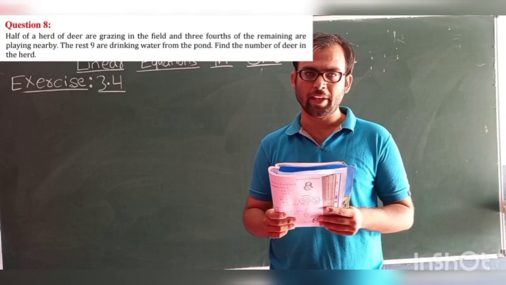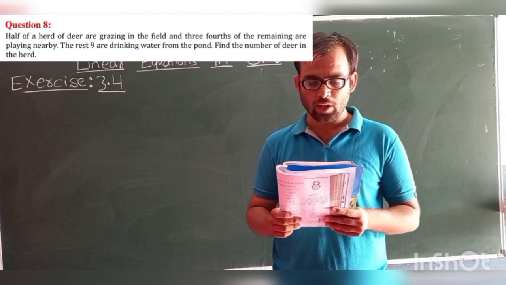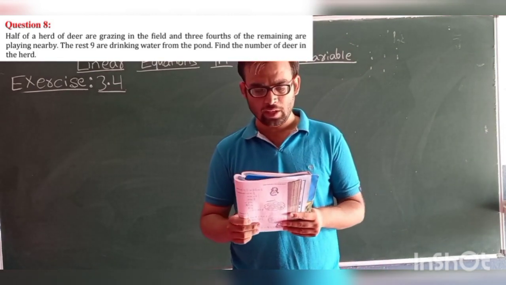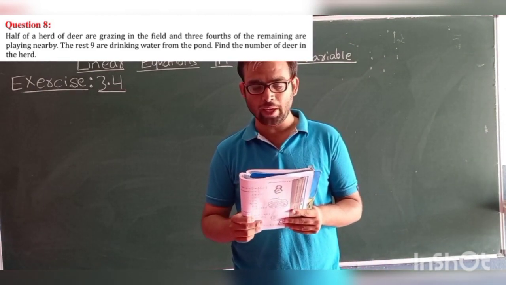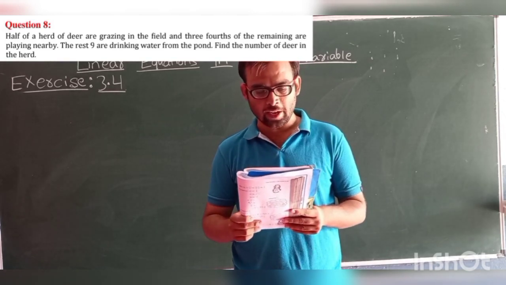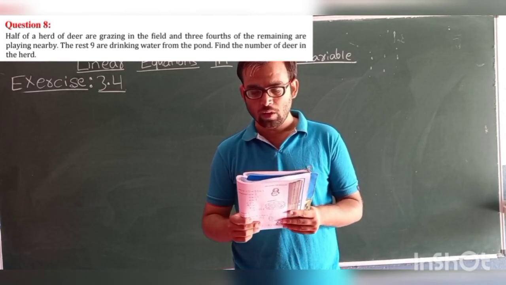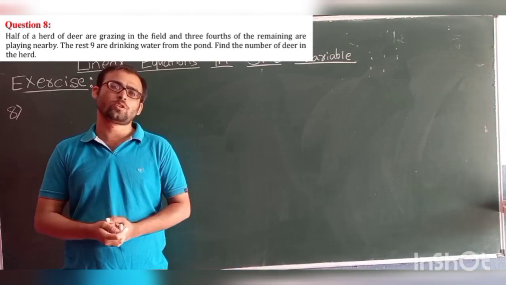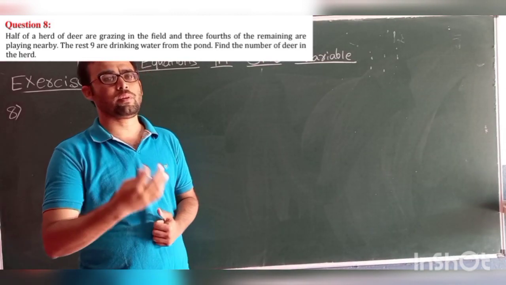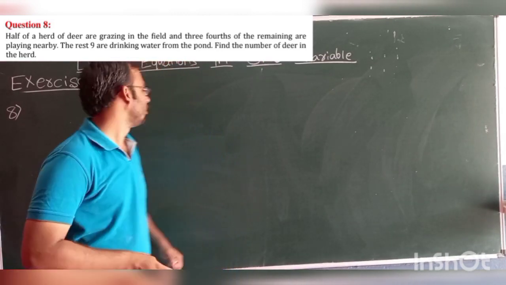Students, now look at the 8th question. Half of a herd of deer are grazing in the field and 3/4 of the remaining are playing nearby. The rest, 9, are drinking water from the pond. Find the number of deer in the herd. Students, let the total number of deer in the herd be x.